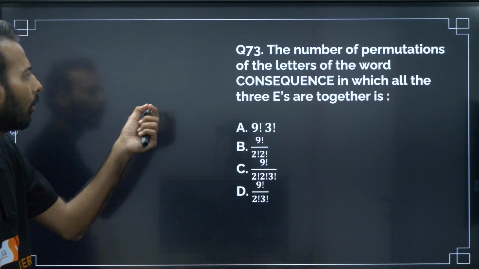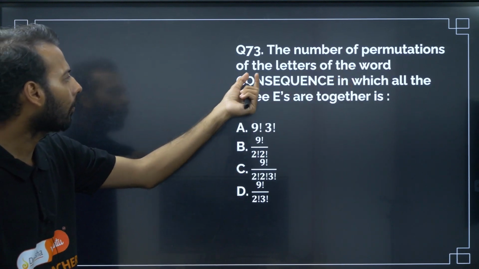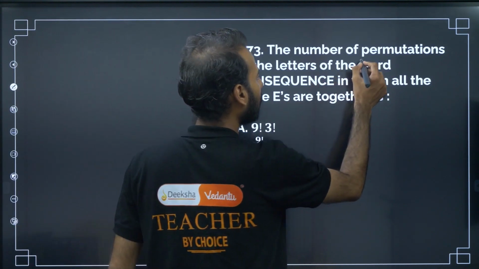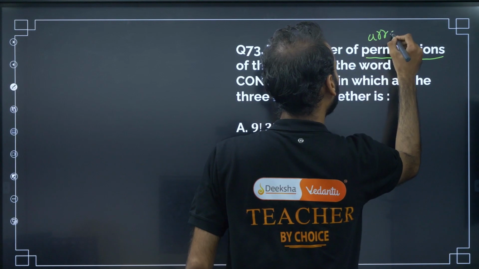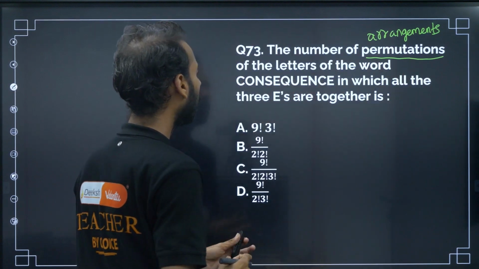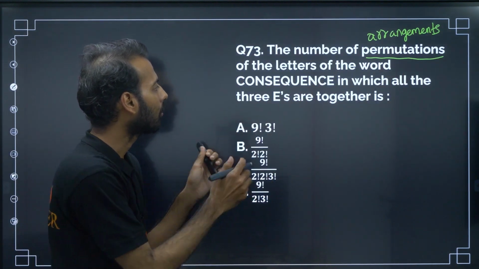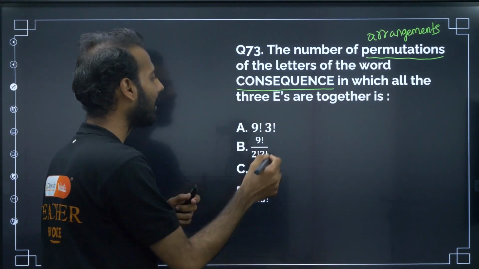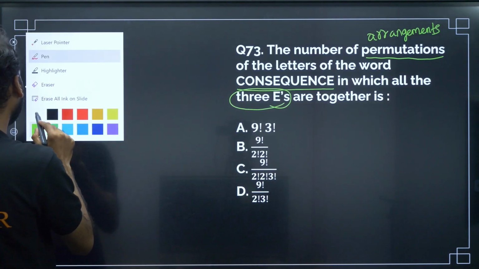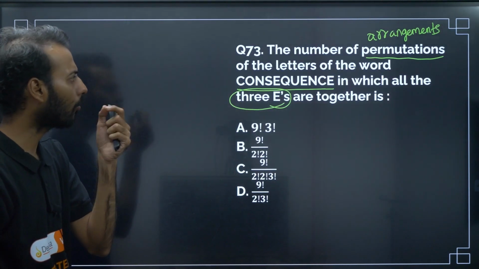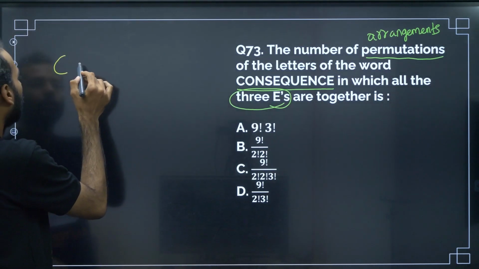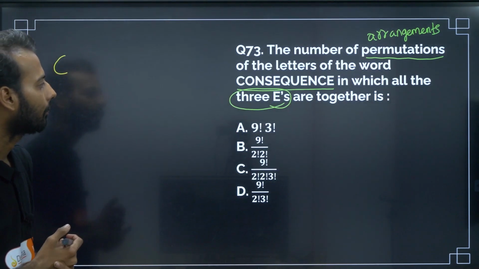Next, moving to the next question: the number of permutations of letters of the word consequence. Permutations means what? Number of arrangements, how many ways they can be arranged. The letters of the word consequence in which all the three E's are taken together is the number of permutations. So we'll see how to solve this.